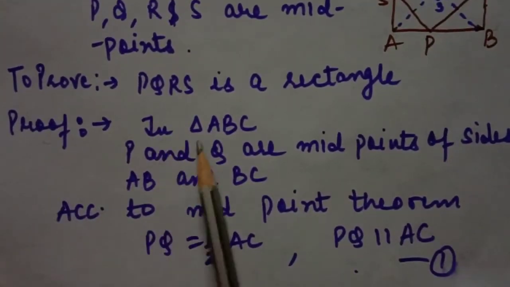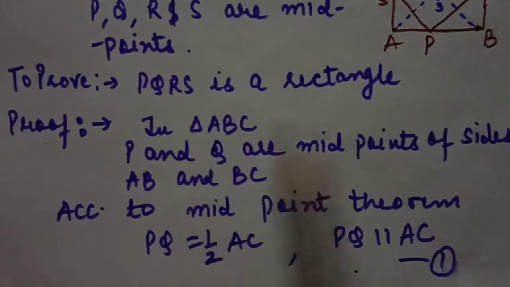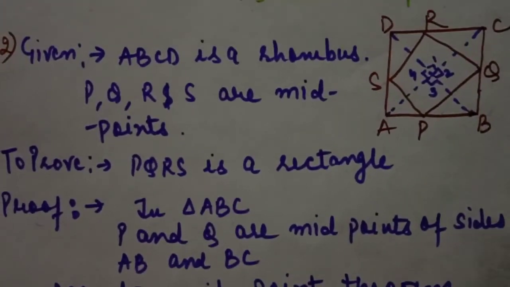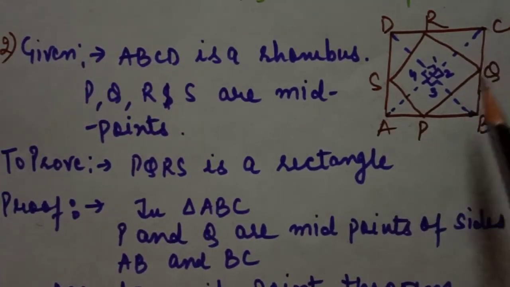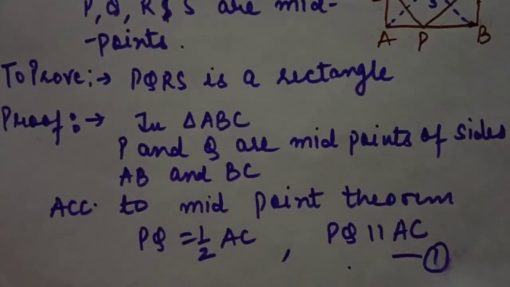Proof. In triangle ABC, P and Q are the midpoints of the sides AB and BC. So according to the midpoint theorem, PQ is equal to half of AC and PQ is parallel to AC.